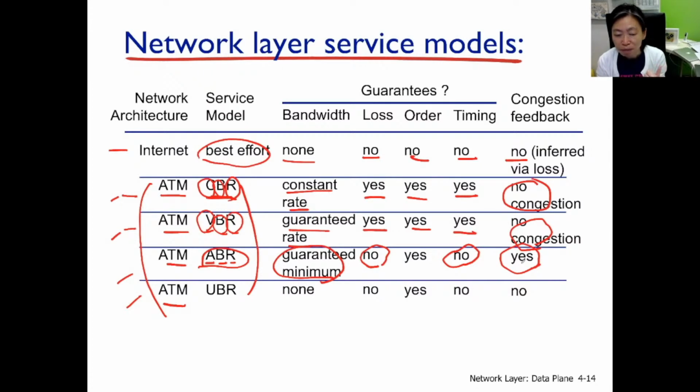an explicit congestion signal back to the data source. And UBR, on the other hand, in ATM, is the minimum level of service in ATM. It's called the unspecified bit rate service. So there's no guarantee of bandwidth, no loss guarantee. Packets will still be arriving in order. That's special about ATM because it's, after all, still a circuit switched network. And there's no timing guarantee, and in this case, no longer a congestion signal going back to the data source.